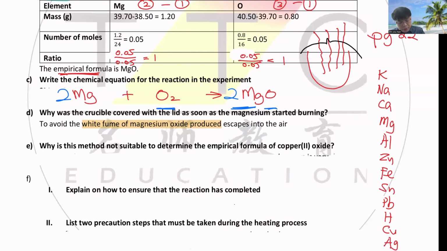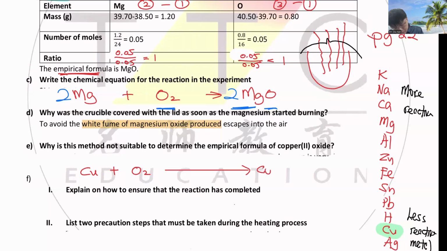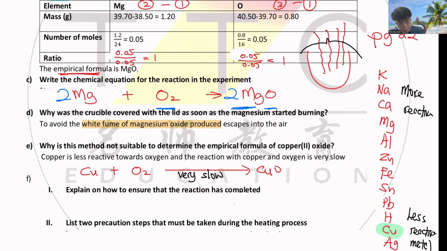Now, if you look at the reactivity series, the ones above, we call them more reactive metals. The ones below are less reactive metals. So for copper, we can't use this method, because if you really take copper and burn it with oxygen, the reaction is possible to become copper(II) oxide, but the reaction is going to be very slow. So for copper, we don't recommend this method.